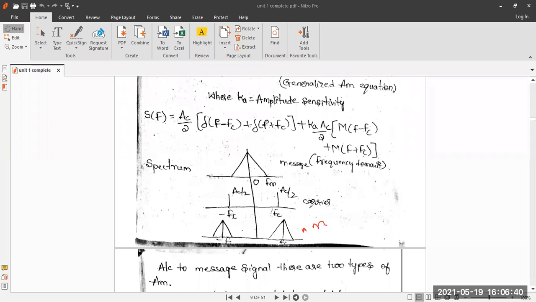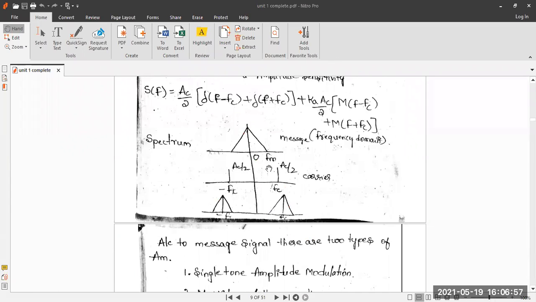Here, in AM we transmit a carrier. See, this is the carrier signal at fc and at minus fc. So the carrier is there, plus our message signal is there. That is the AM spectrum.